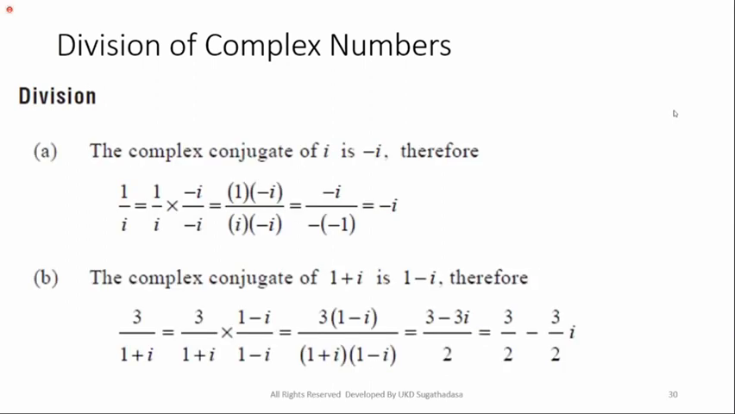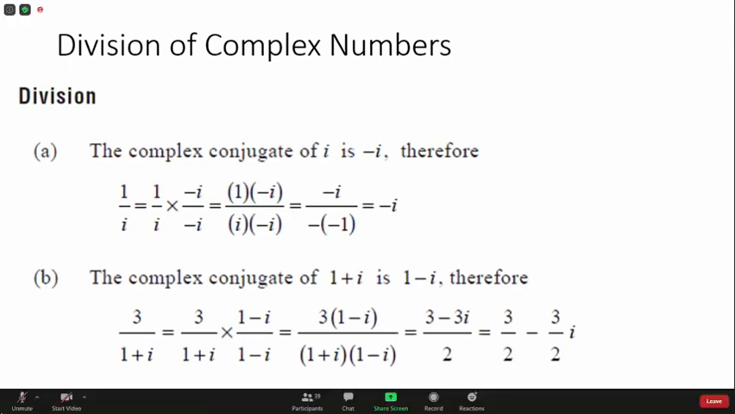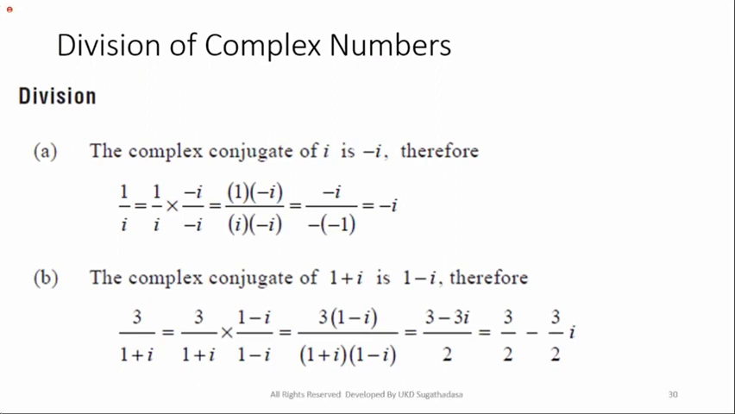This is the first one. Multiply by minus i. This is the second one. The complex conjugate of 1 plus i is 1 minus i. Then simplify. The answer is 3 by 2 minus 3 by 2 i. That is the solution for the first two parts.